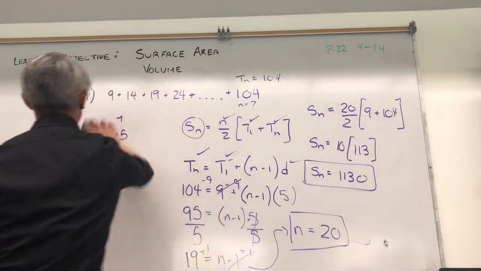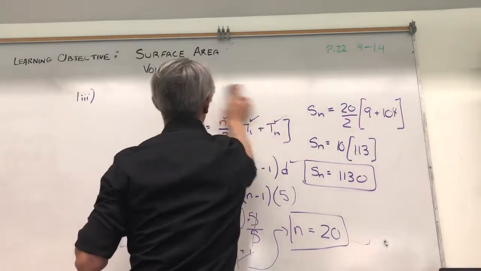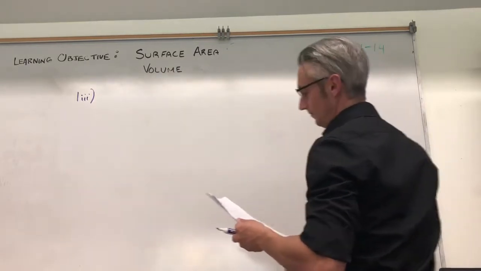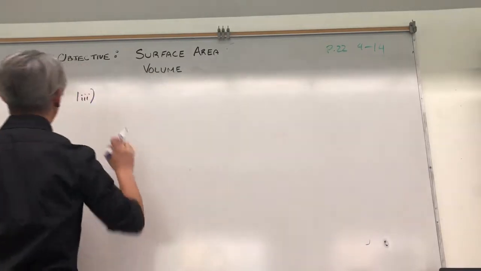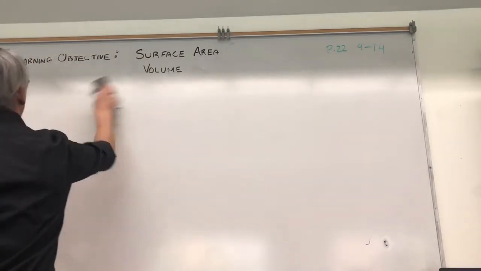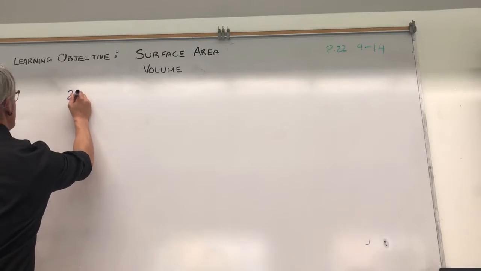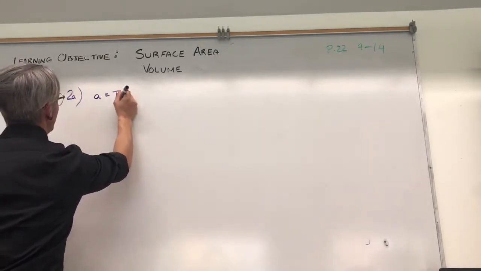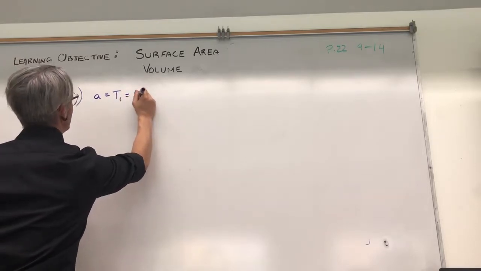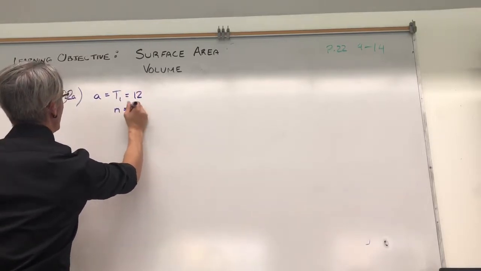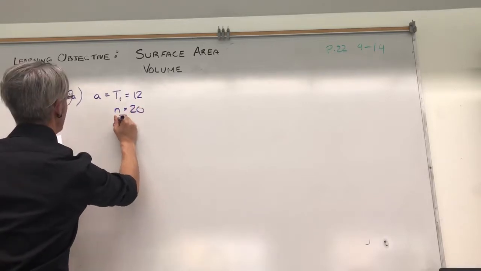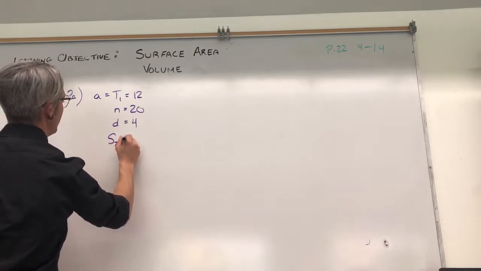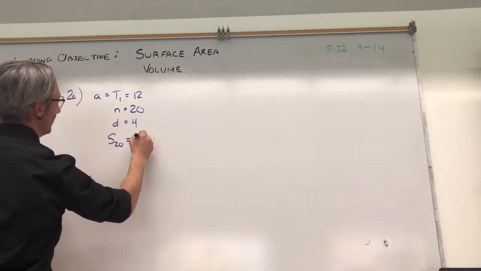So, let's do 2a, okay? 2a, where a, which is the same as t1, is 12. They tell us n is 20, d is 4, and they want to know what the sum of the first 20 terms of that series is.